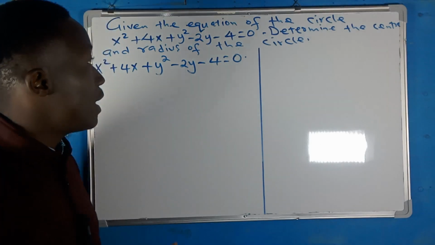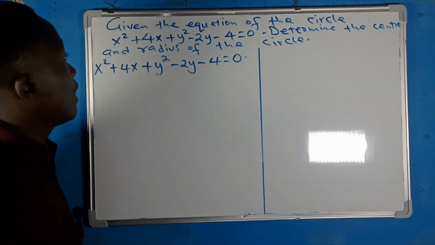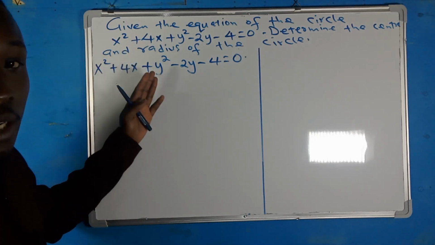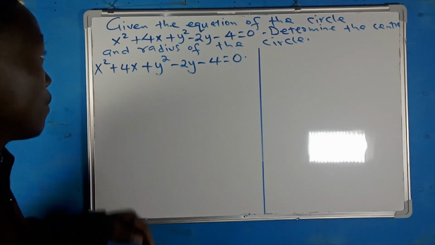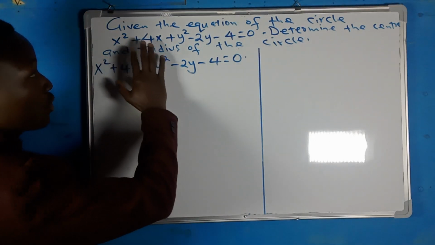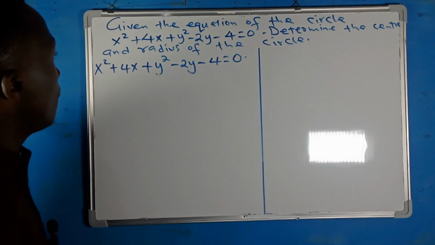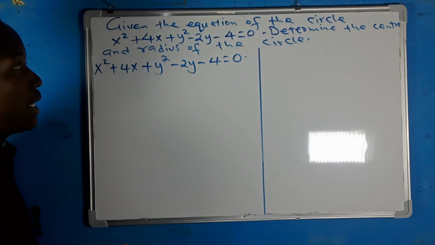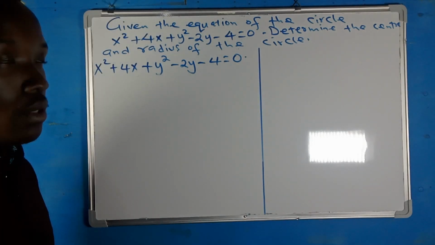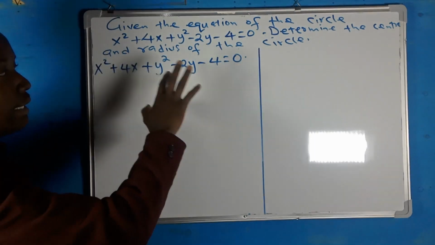So there is a question here I want us to proceed with. We have a question based on a subtopic we call equation of circles, and we have been given an equation of a circle. The question reads: given the equation of the circle x squared plus 4x plus y squared minus 2y minus 4 is equal to 0, we are supposed to determine the center and radius.